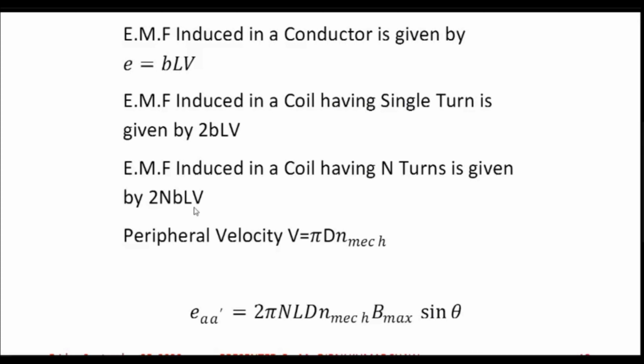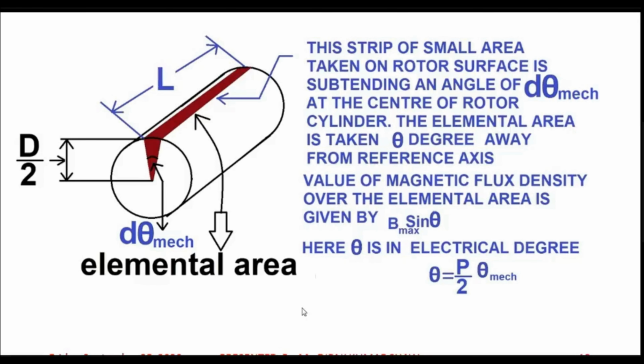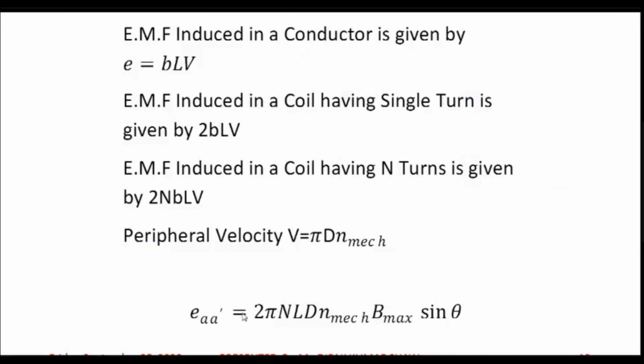So now let me try to express what we want to find, this particular expression of induced EMF in the coil, a single coil, but it is a multi-turn coil. It is one coil, but it is a multi-turn coil. That means it is having n number of turns.